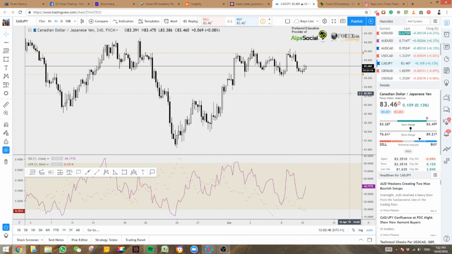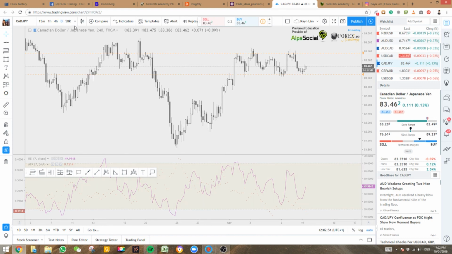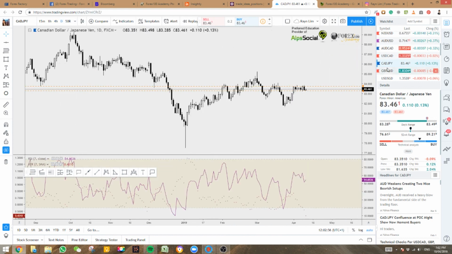So let us move to the last currency pair and we call it a day. Of course, if you have any questions, shoot it in the comment box. I will get back to you shortly.